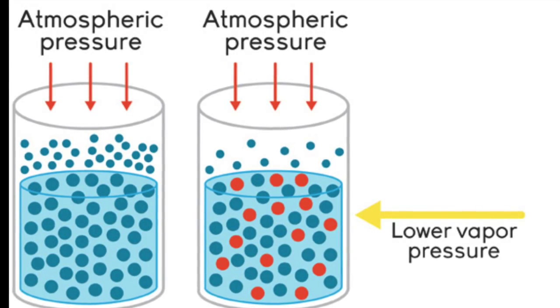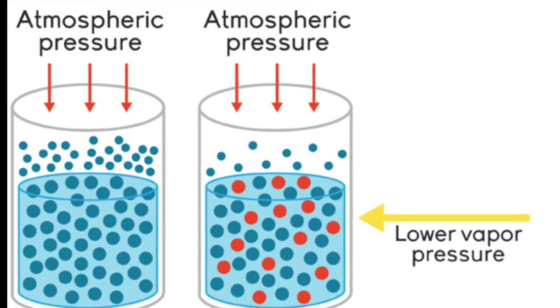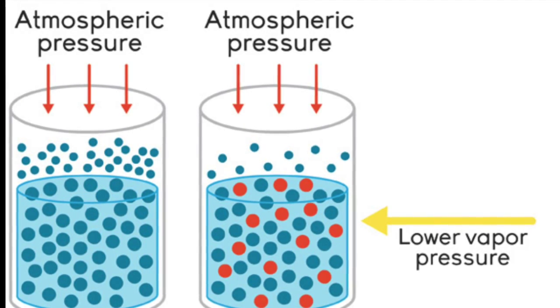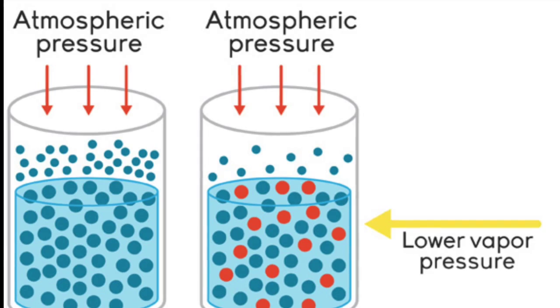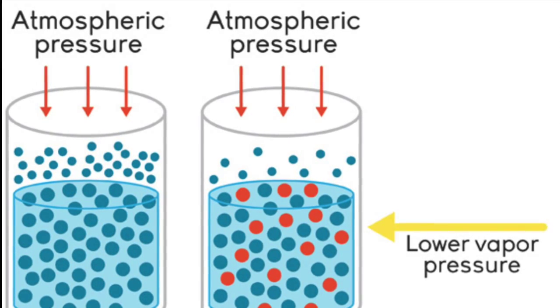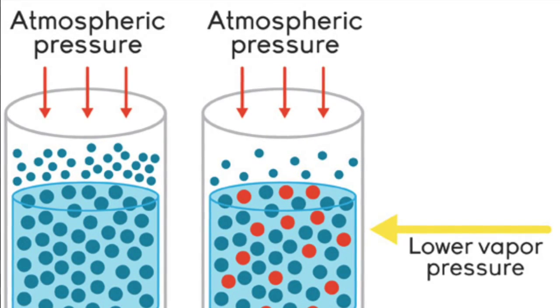In evaporation and vaporization, there is vapor pressure. Vapor pressure is different in each liquid and depends on the temperature. Vapor pressure is the pressure the liquid molecules exert to escape into the gas phase.